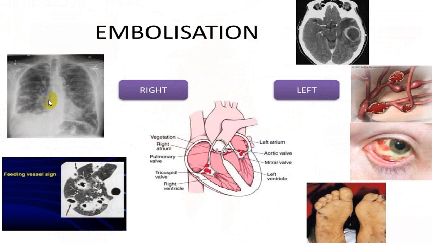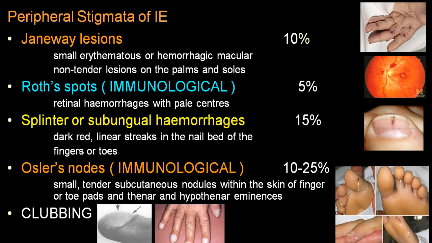This is showing you pneumonia with empyema. This is spleen showing you abscess. These are mycotic aneurysm, conjunctival hemorrhage. These are Janeway's nodes, and this is brain abscess. So Janeway's nodes will be in almost 10%, Roth spot 5%, splinter hemorrhage in 15%, Osler's nodes in 10 to 25%, and clubbing is a very common feature.